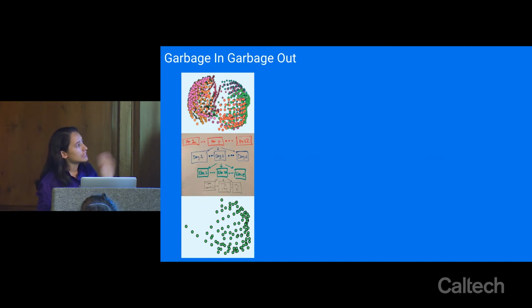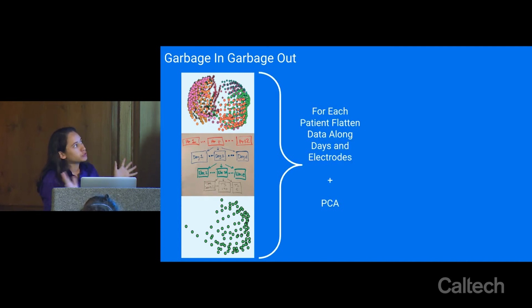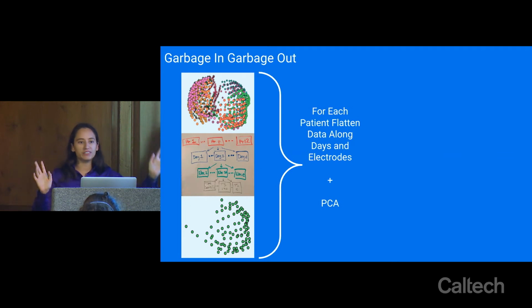Now, if I take this data, and for each patient, I flatten the data along days and electrodes. So it's like this tensor, and I just flatten it, and I put it through PCA. What do you guys think is going to happen? What do you think I'm going to get?